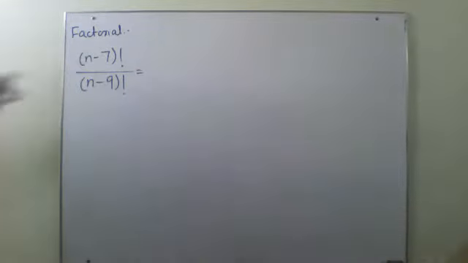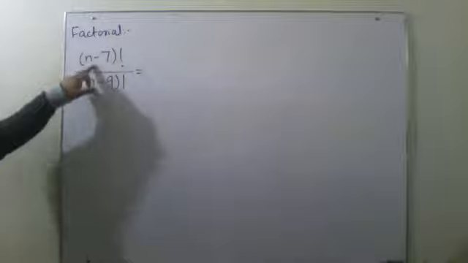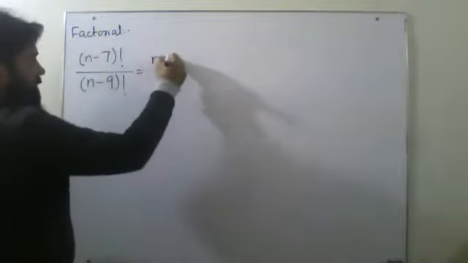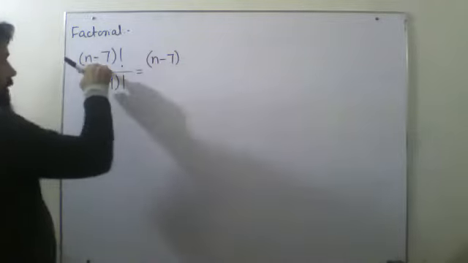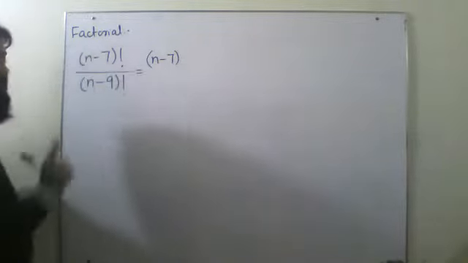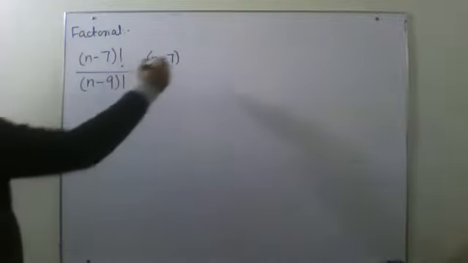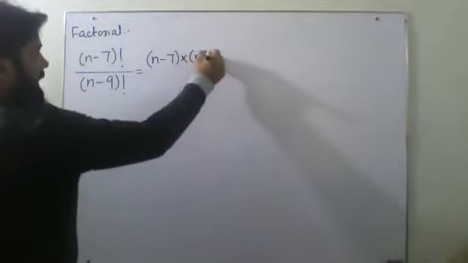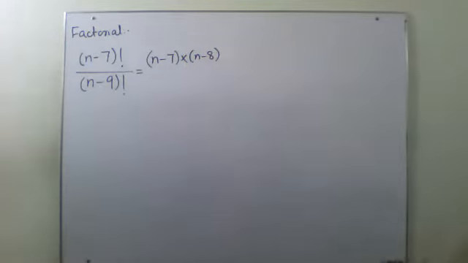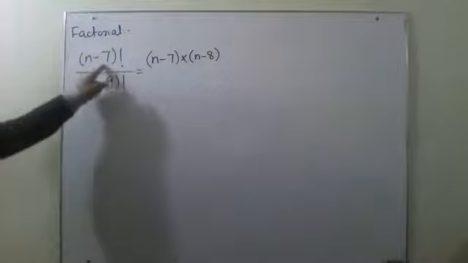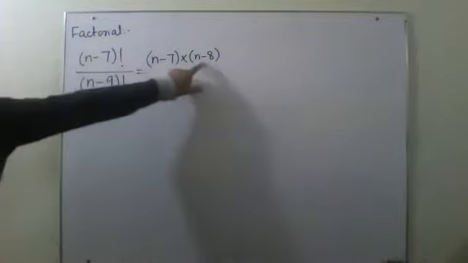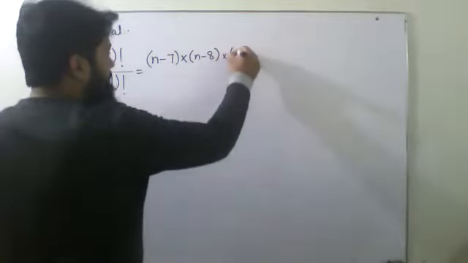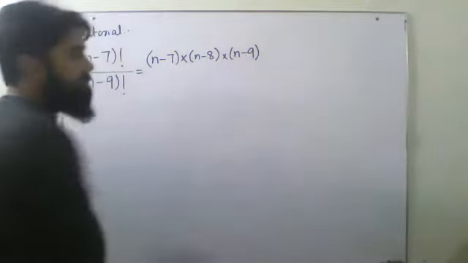So let's start with this one. (n - 7) factorial. First of all, I will be writing n minus 7 directly, because whatever the number is, first of all we write that number. Then 1 subtracted from here will become (n - 8) factorial. I have subtracted 1 from here, so n minus 7 minus 1 becomes n minus 8. After that, n minus 9.